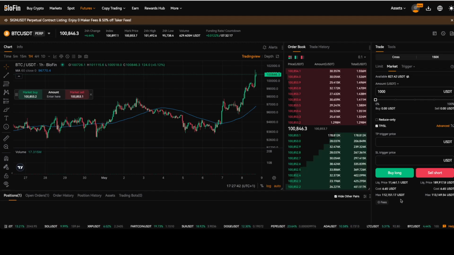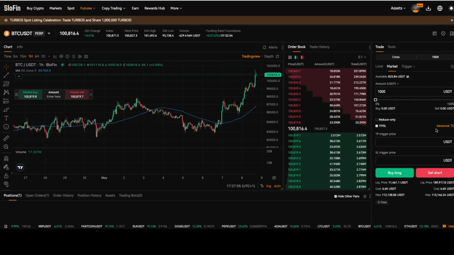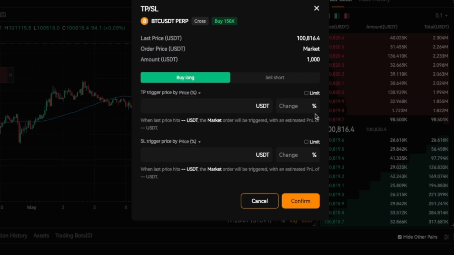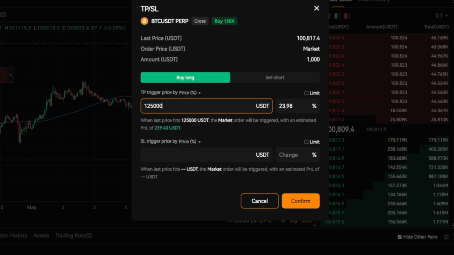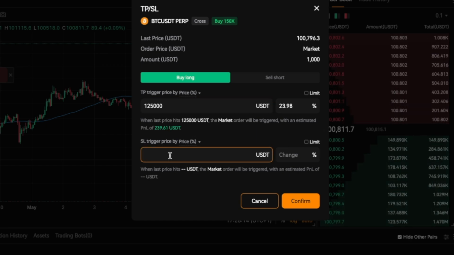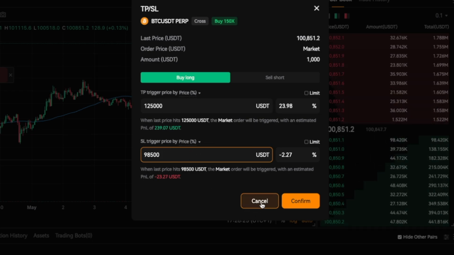And then lastly, most important, is your TP and SL. So TP and SL stands for take profit and stop loss. Now for me, when I'm setting TP and SL, I always use the advanced box. So if we were entering Bitcoin here, we would say we're going to spend $1,000 on the trade. We're going to set a take profit of $125,000. If it goes there, we're going to make $240 from just a small trade. At the same time, we're going to set a stop loss of $98,500. That means we'll lose just $22 if this trade goes against us. So that's like a 10x return on our risk.